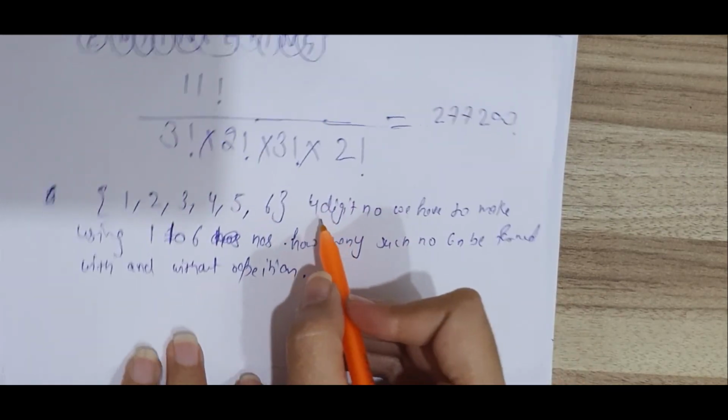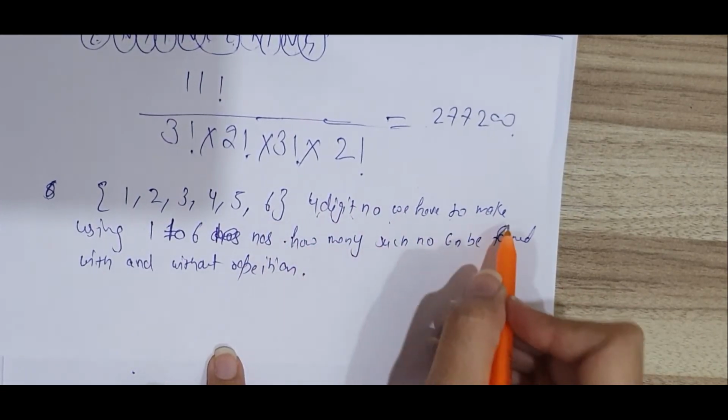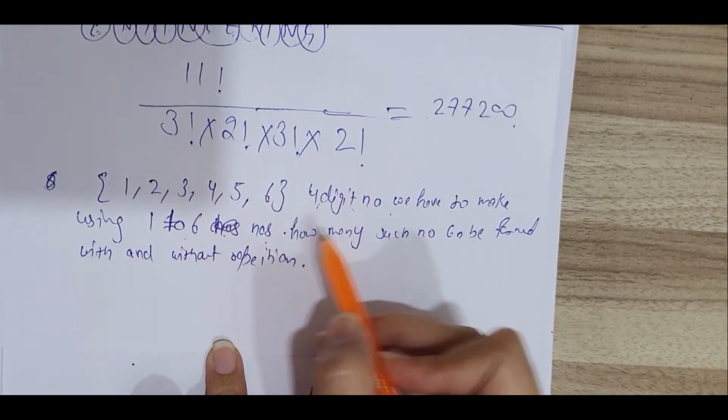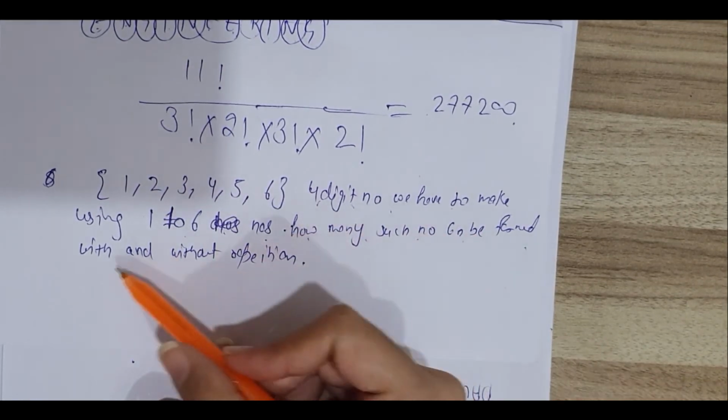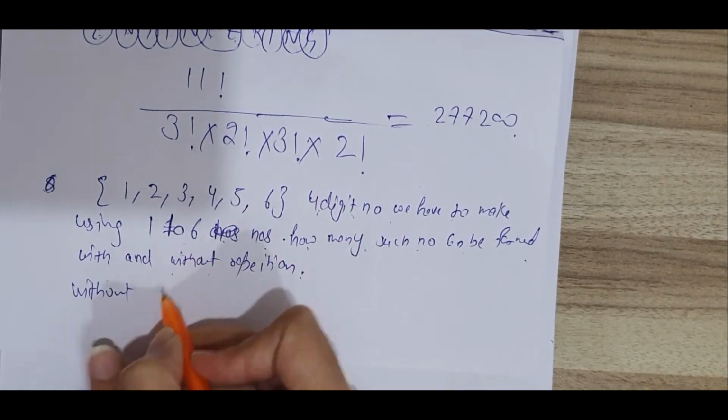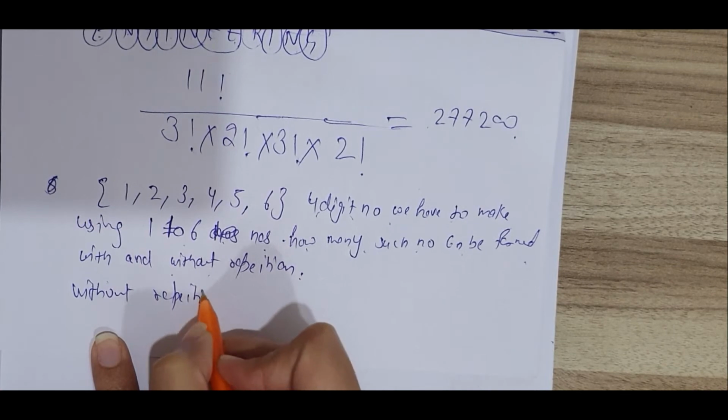Next question. We have to make a 4-digit number using the numbers 1 to 6. How many such numbers can be formed with and without repetition? Firstly, do it without repetition.